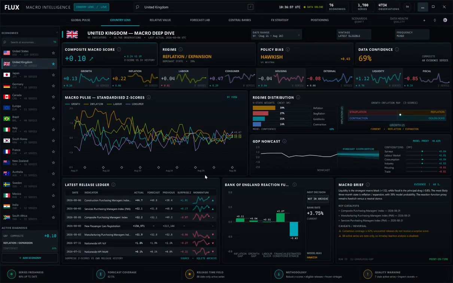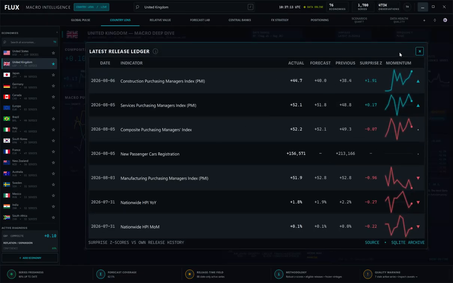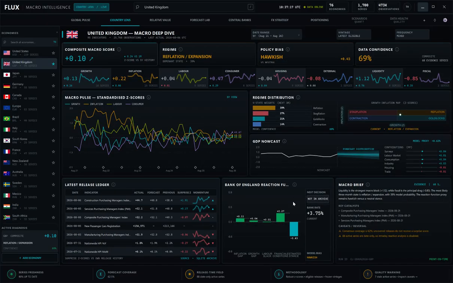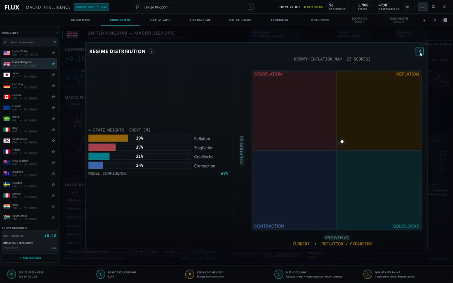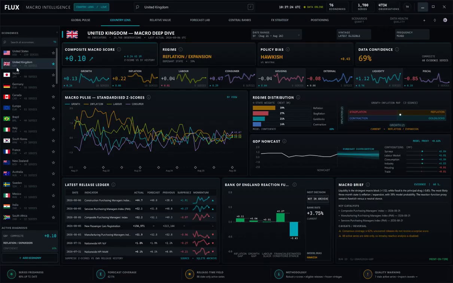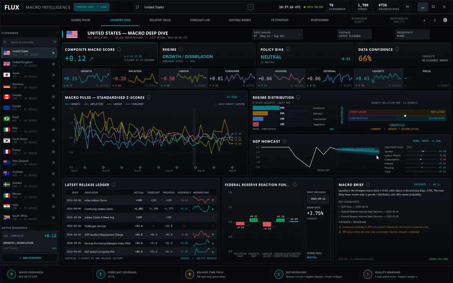Then there's a deep dive analysis for each country where you can look into their economic situations, how they're performing, what are the upcoming important news, how they're affecting the country, and what are the positions, what are the forecasts, and how they're performing in terms of their business cycles at the moment, where they're standing, and what are the GDP forecasts and so on.